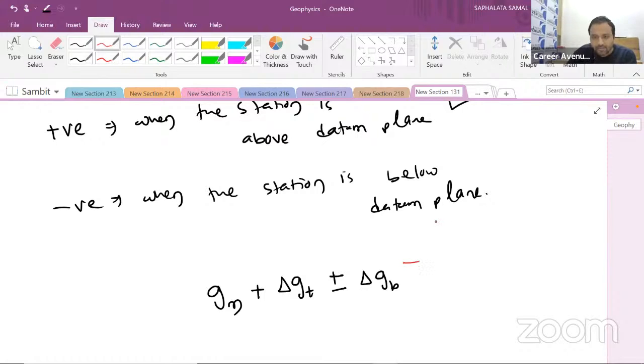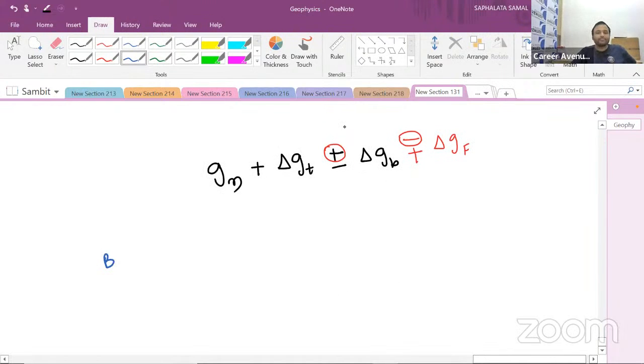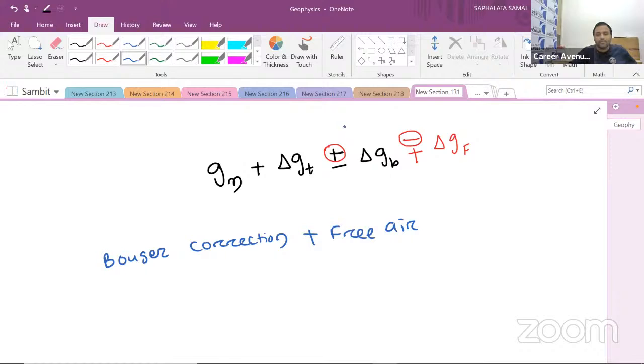I can write now del GF. You can see the signs are completely opposite. It is positive, it is negative. That means when the Bouguer correction is positive, free air will be negative. When the free air will be positive, Bouguer correction will be negative. The two are combinedly called the elevation correction. So Bouguer correction plus the free air correction is called the elevation correction.